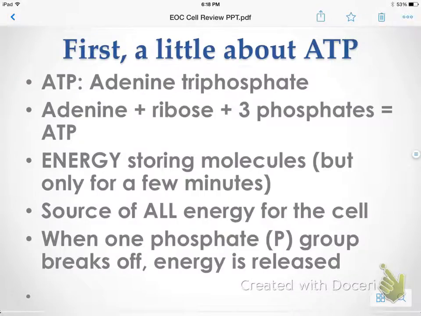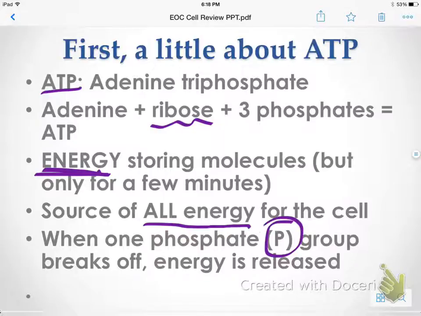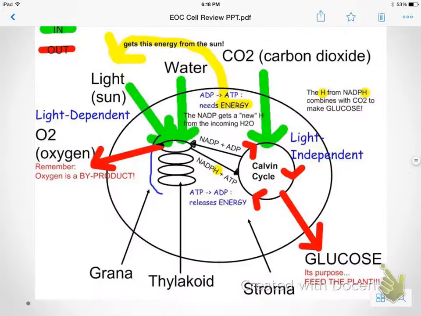So a little about ATP. ATP is short for adenosine triphosphate. So adenine plus a ribose, which we know is a sugar, and then three phosphates. So it's an energy storing molecule. It's much more important in cell respiration than photosynthesis, but it's still important all the same. And it's the source of all energy for the cell. What happens is one of those phosphate groups, or that P, breaks off, energy is released. So you get ADP, where D stands for diphosphate, plus a loose phosphate molecule.